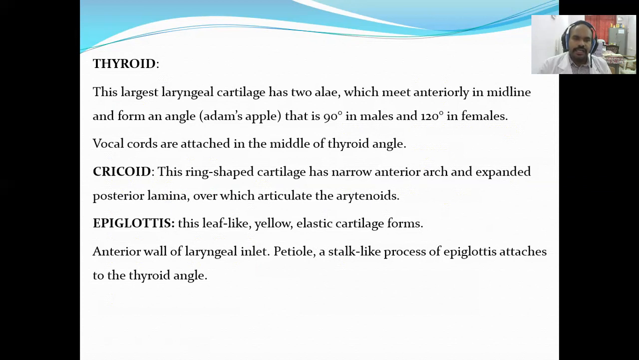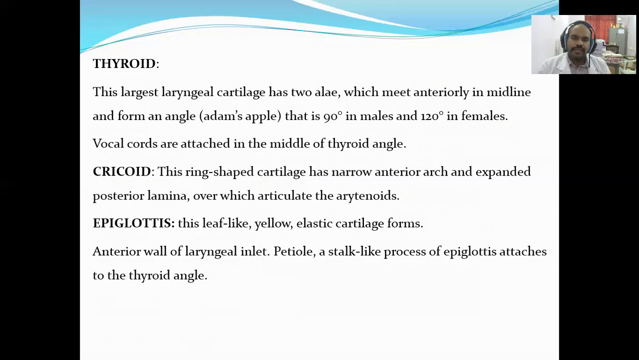Moving on to the third unpaired cartilage, the epiglottis. Epiglottis is a leaf-like, or petiole-shaped, yellow elastic cartilage. Again, it is an elastic cartilage. The epiglottis forms the anterior wall of the laryngeal inlet. When you have this laryngeal inlet, the epiglottis forms its anterior wall.